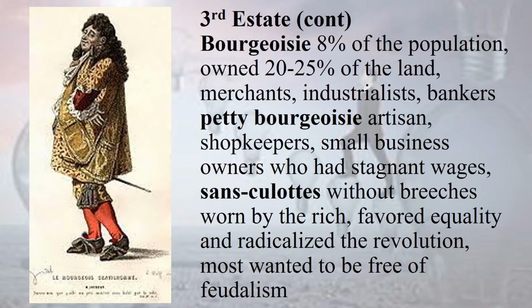The sans-culottes are people without the breeches that were worn by the rich. They were a group that favored equality and radicalized the revolution. Most of them just wanted to get out of feudalism, but as they started to get a thirst for power and conquest, they kept pushing, and a lot of the violence is going to come from this group.